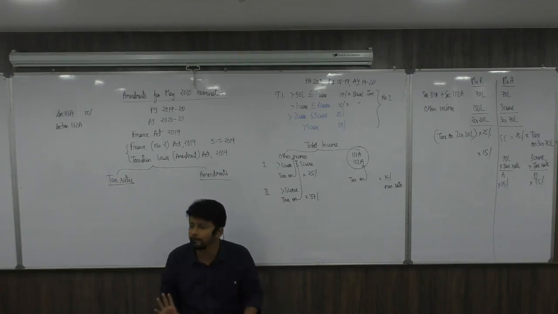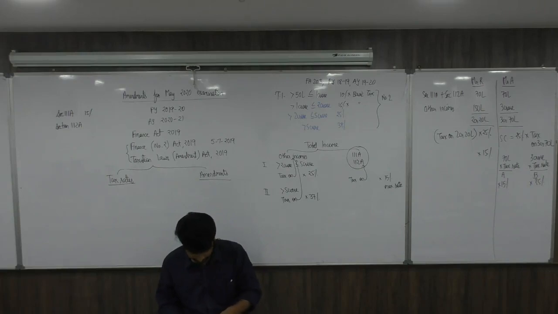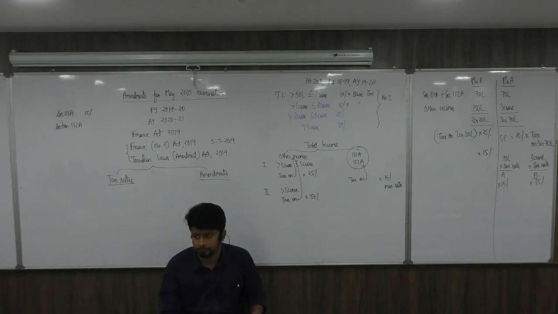Calculations separate. If you flip some pages and come to page number 80, you find 3 examples with all such permutation combinations. Go through it, please.